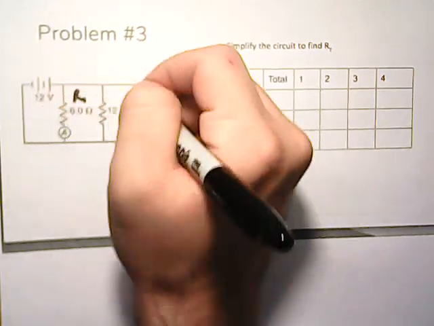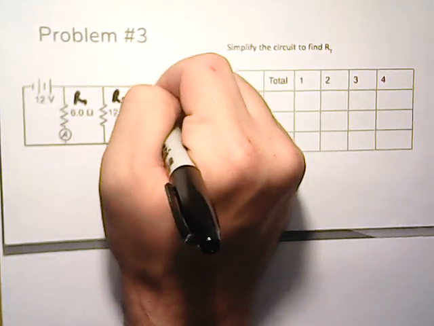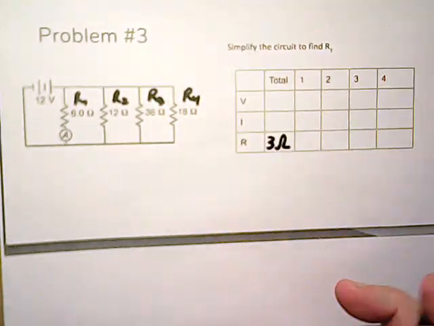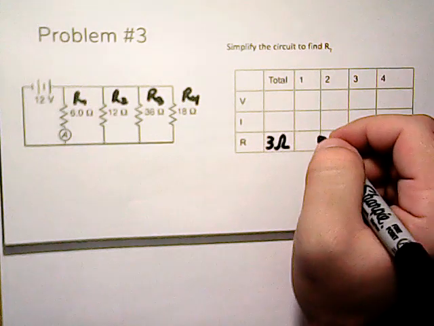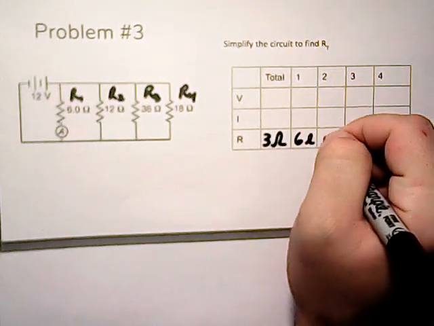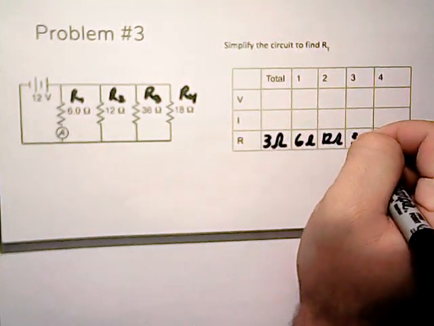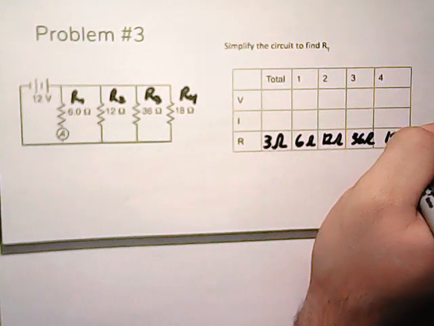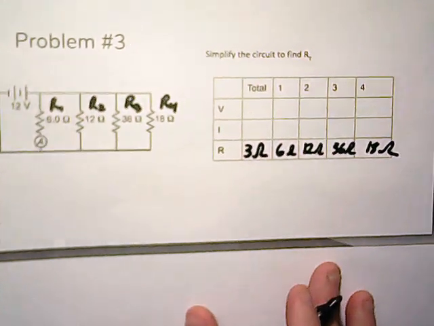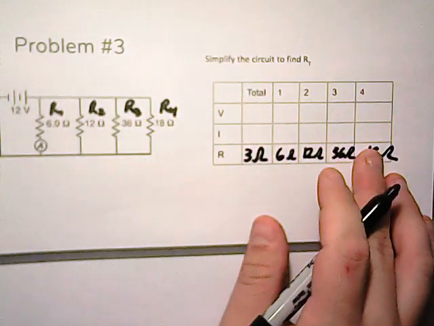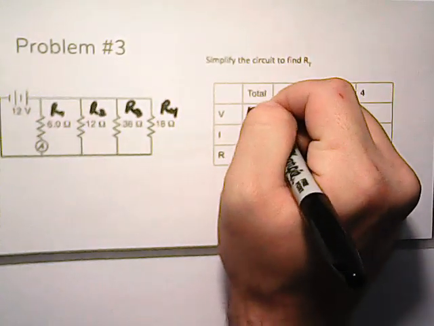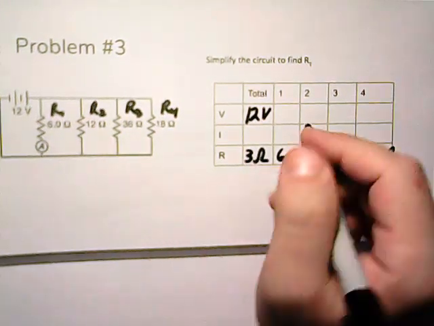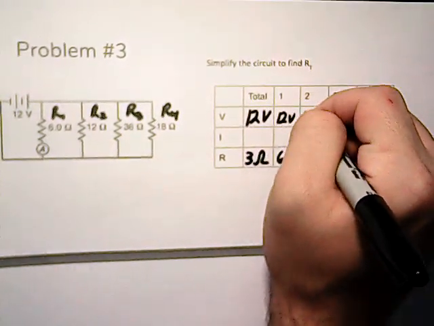We have R1, R2, R3, and R4. So 6, 12, 36, 18. So I put in all my resistances here. My voltage is going to be 12. And since this is a parallel circuit, the voltage is the same at all points.